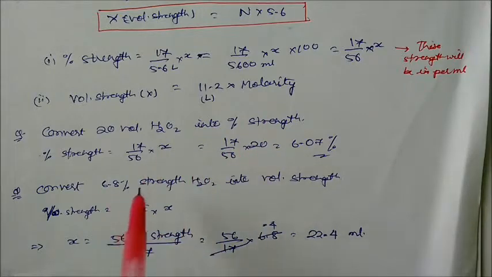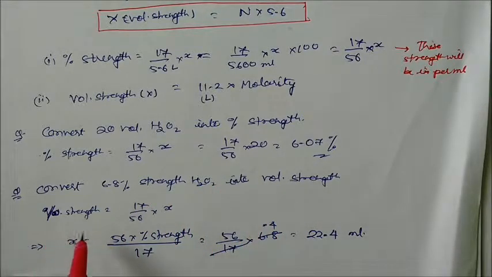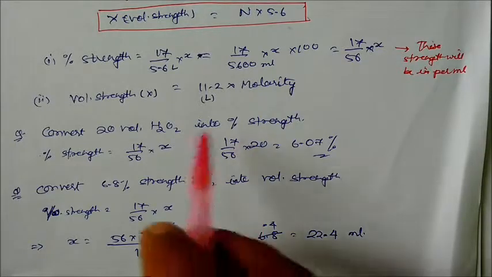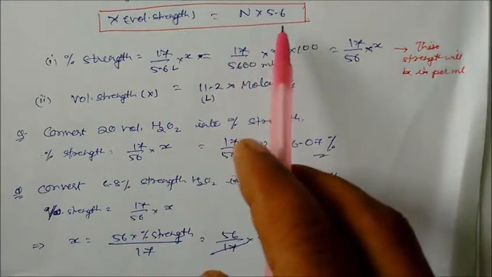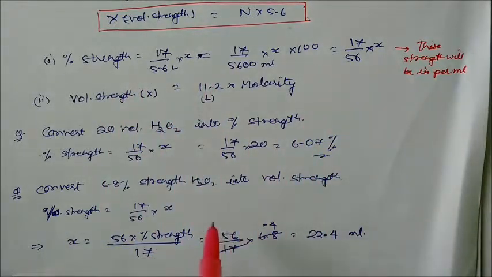Similarly, conversely, if they give 6.8% strength of H2O2 and ask for volume strength, it is very simple. Percentage strength equals 17 by 56 into X. Here percentage strength is given, so X equals 56 into percentage strength by 17. Write directly 6.8 and you will get 22.4. So here you will get ml, not liter. In volume we have liters, but in the percentage strength it will be ml. So keep in mind these small things.